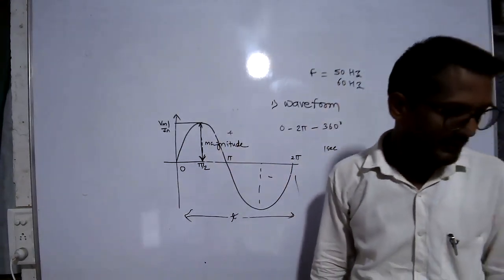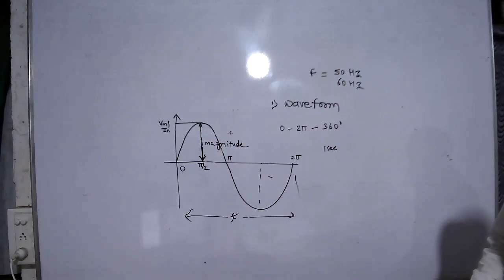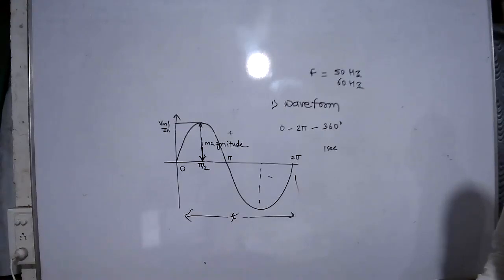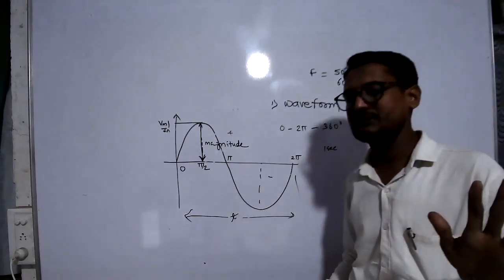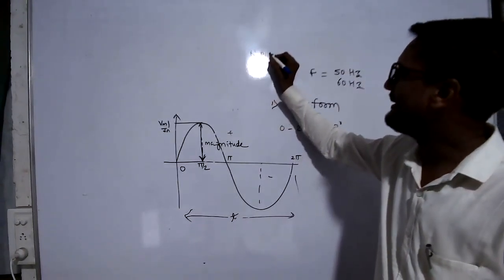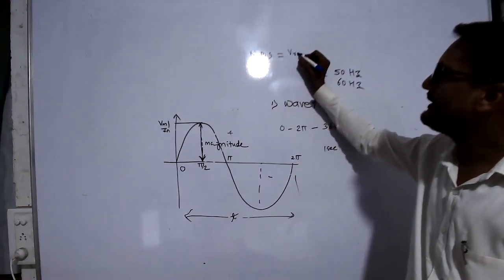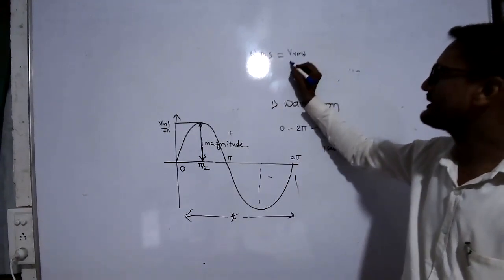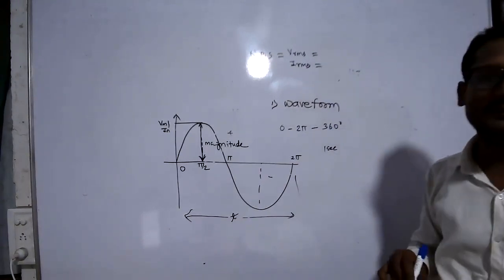Next is the effective or RMS value. What is the definition of RMS value? An AC current is equal to the steady state or DC current that is required to produce the same amount of heat as produced by the AC current, provided it is through the same resistance. This is called the RMS value. The RMS value of voltage is denoted by VRMS, and the RMS value of current is denoted by IRMS. The value of RMS is always constant.